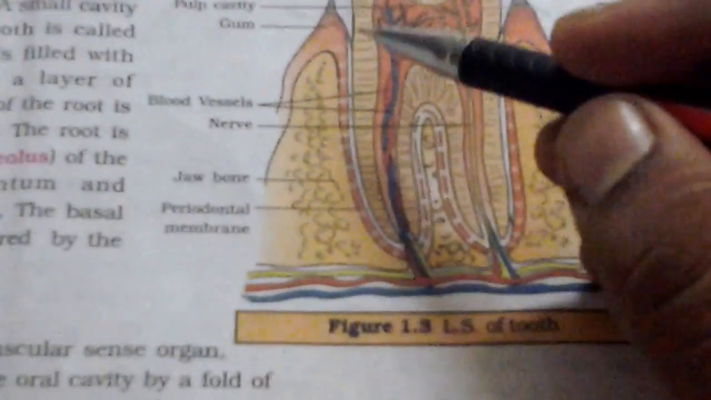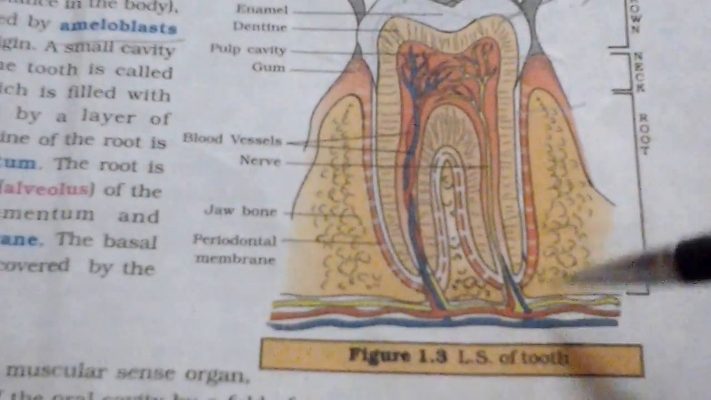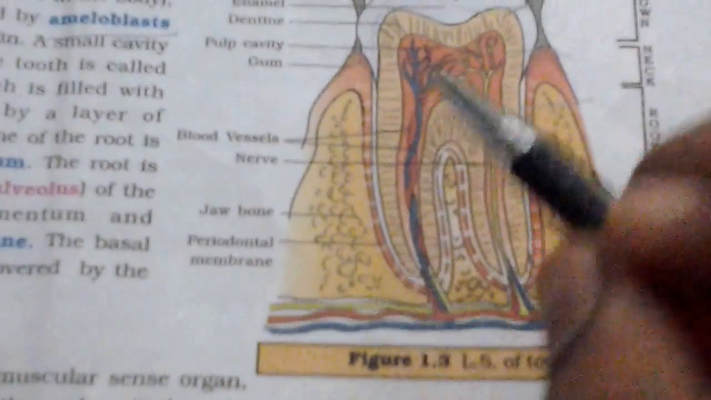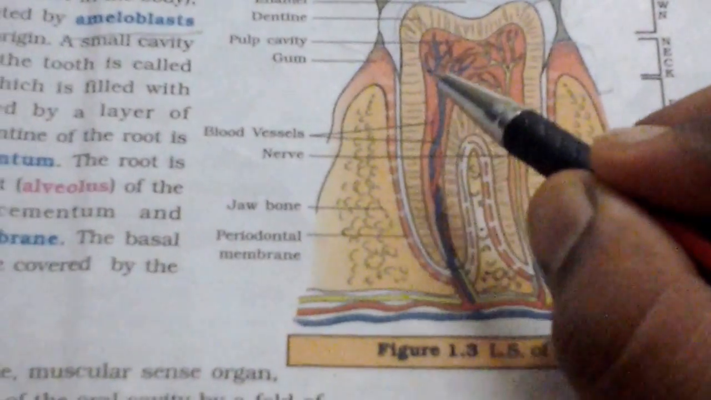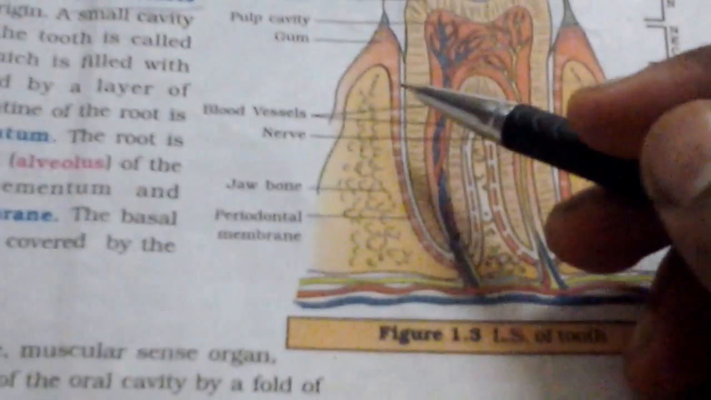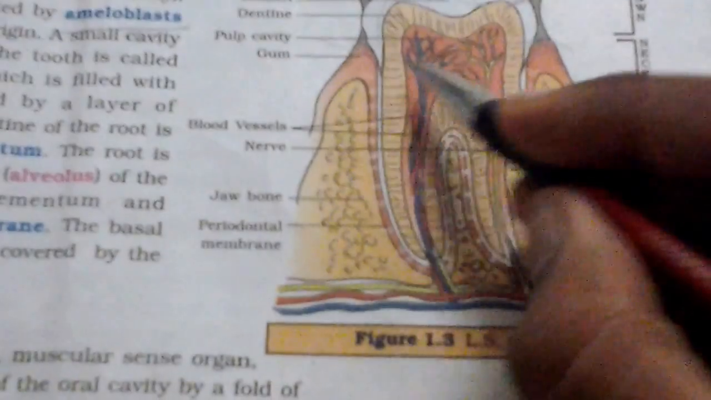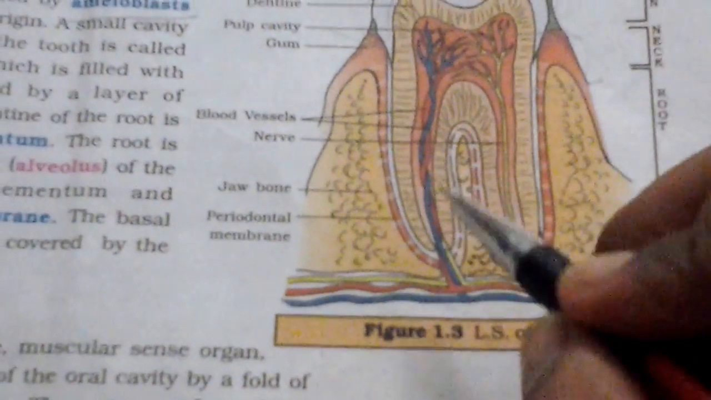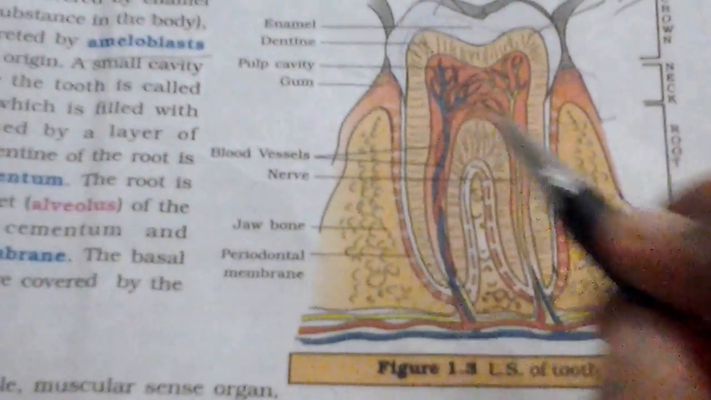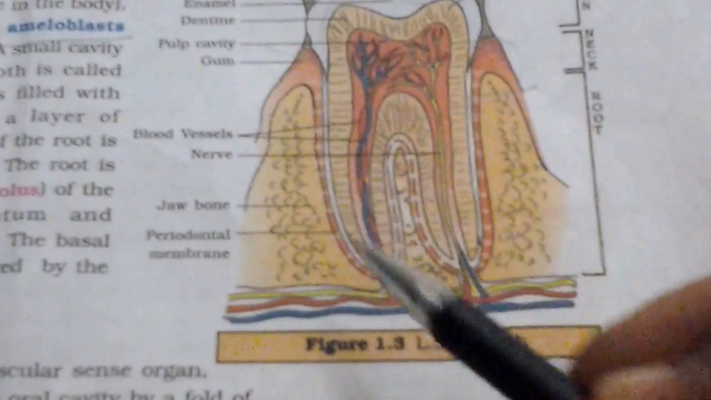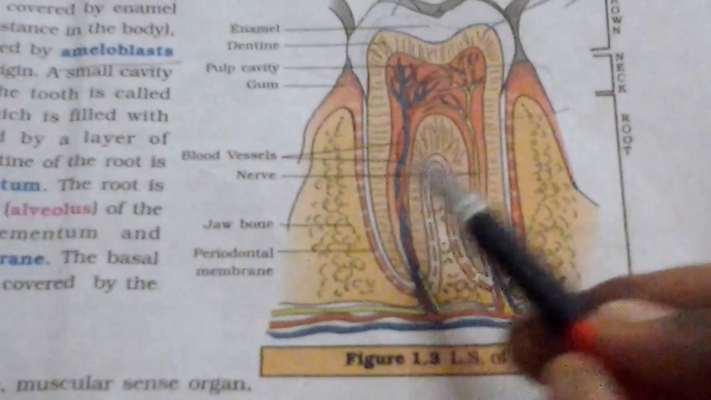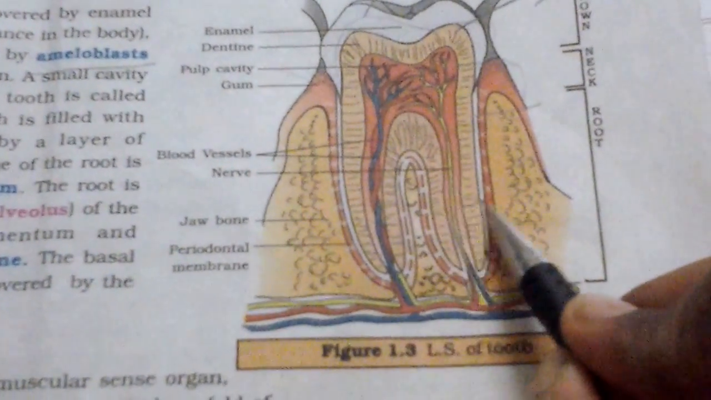And then this part is called the root. So the root is the part which is invisible when you look into your mouth. So this is the inner layer of your tooth. This is the inner structure of your tooth. So this part constitutes dentine first. So dentine in the root is covered by cementum.